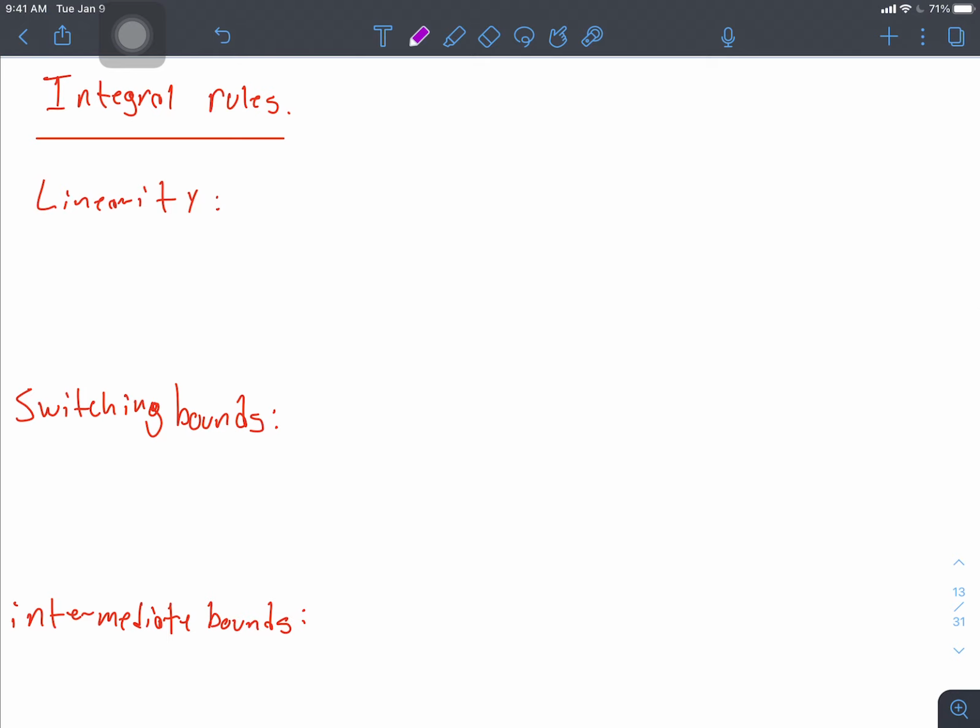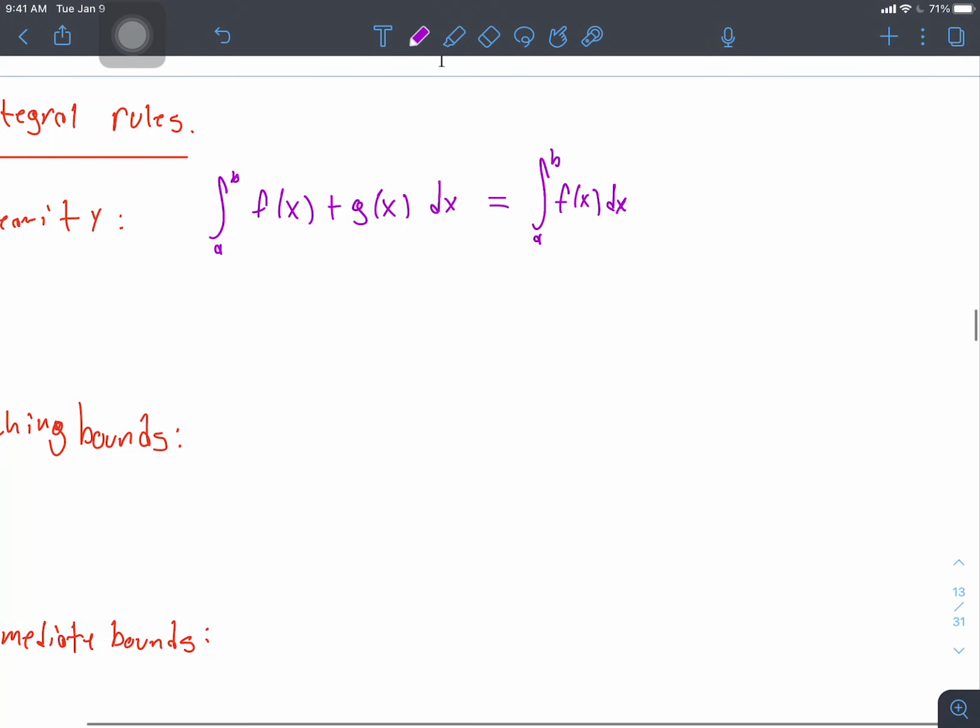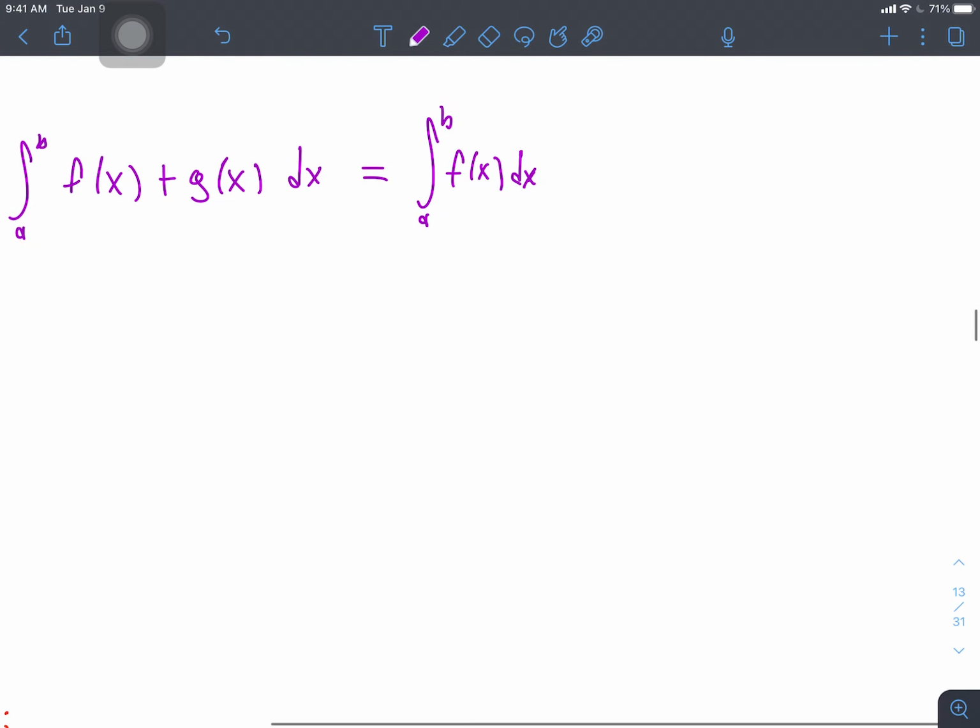We have that the integral from a to b of a sum of two functions, f of x plus g of x, dx, is going to be equal to just the sum of those two integrals on their own. Okay, so we get a linearity rule which looks kind of like the linearity rule for derivatives, right? The derivative of a sum is the sum of the derivatives. The integral of a sum is the sum of the integrals.